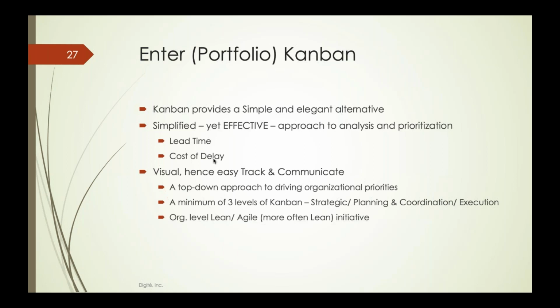Typically, what we've seen is that it is at least at three levels: strategic, planning and coordination, and execution. Something that some of you might be familiar with, and I'll talk about that in the next slide. It typically meant that there was some level of organizational initiative in terms of implementing lean and agile, and therefore involved the overall organization. So it was not just implementation within a particular team or function, it was larger than that.